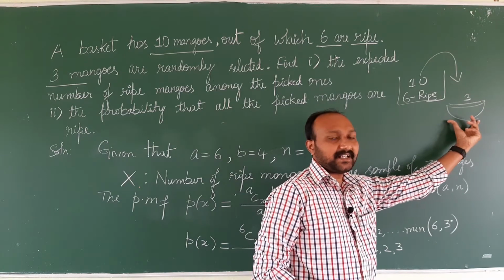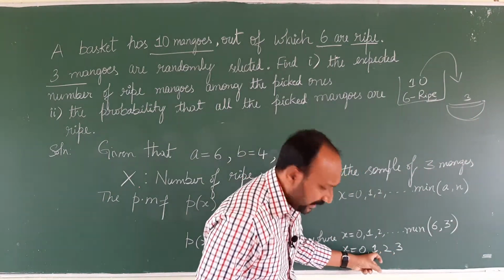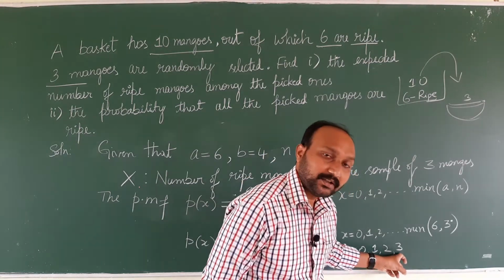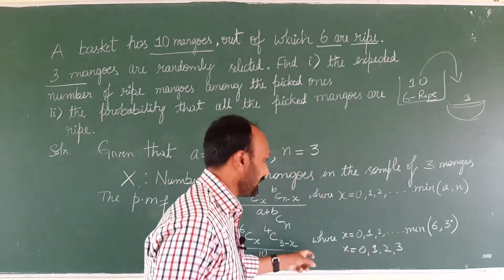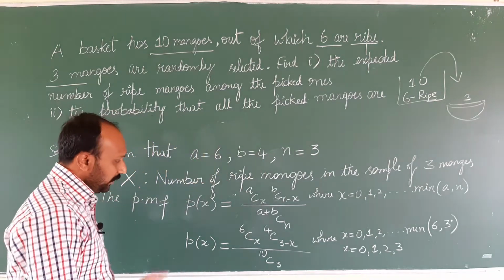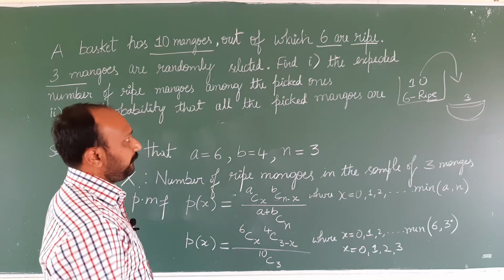So what can be the x value in the sample? There can be no ripened mangoes, there can be only 1 ripened mango, there can be 2 ripened mangoes, or else all 3 mangoes in the sample can be ripened. This is very, very important. You need to understand this. So now we have customized the PMF for the problem. So let us solve the first question.